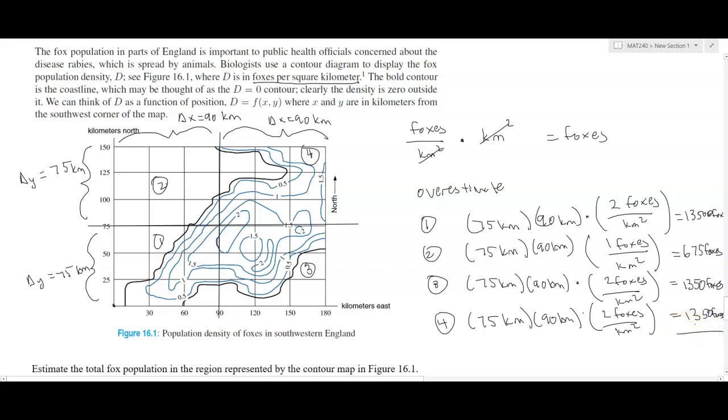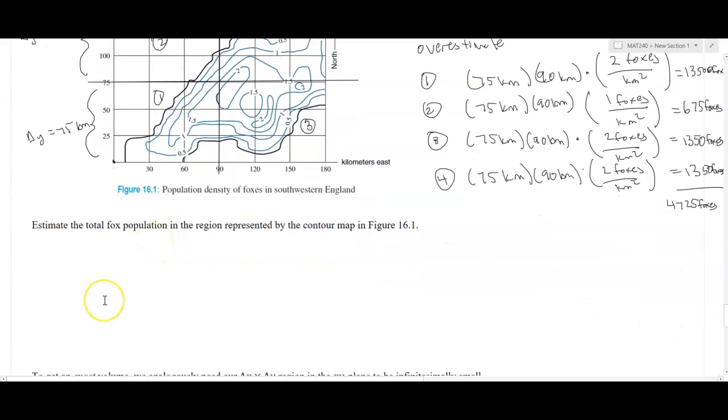Now I want the total. So when I add those together, that will give me my overestimate for this entire 180 by 150 kilometer region, square kilometer region, and this is going to be 4,720 foxes. Now, how could I have come up with this as a double sum? So to be very specific, we could say that we used a sum.